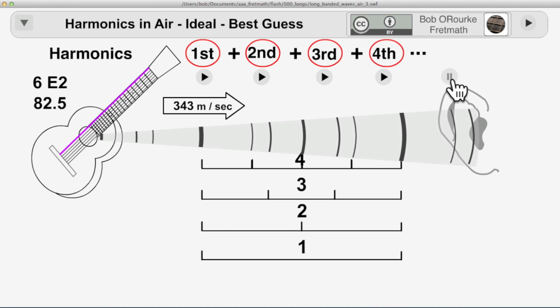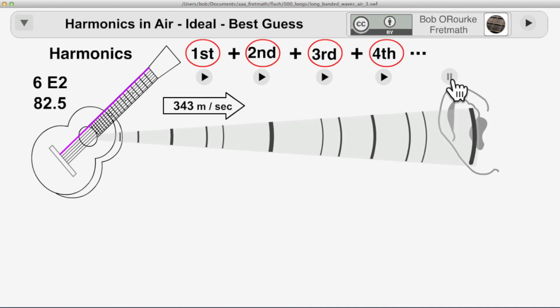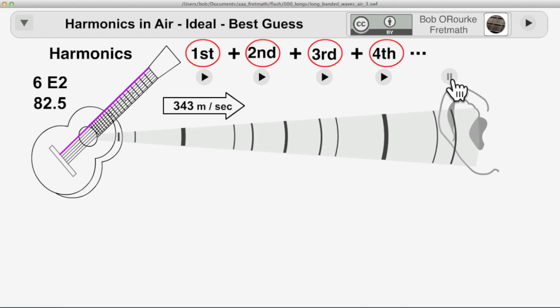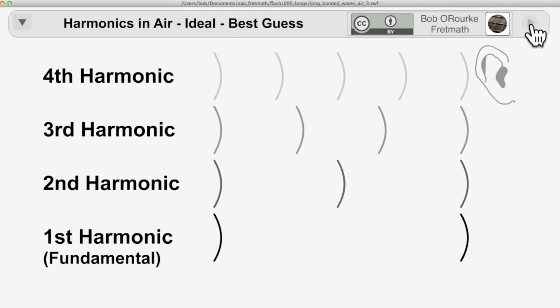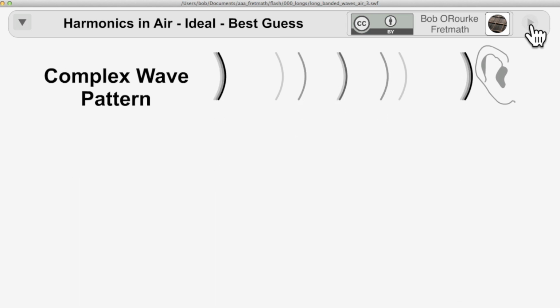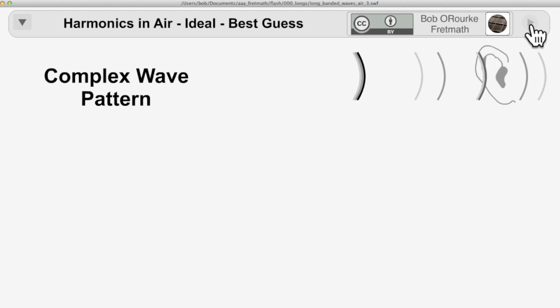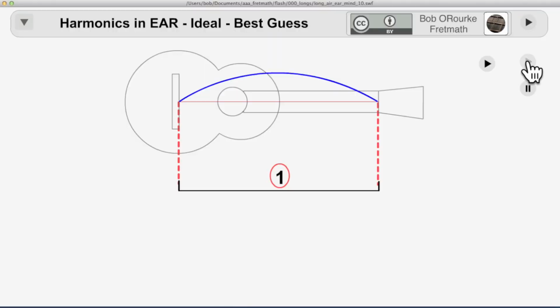Pattern for the first four harmonics, like this, and this, and this. Wavelength for the low E, about 82.5 cycles per second, is about 4.2 meters. The inner ear separates the sound wave out into its separate harmonics. But if you put them all together again, like Humpty Dumpty, you can see the same pattern we just went over. The pattern is derived from the subdivision of the string in the harmonic series.